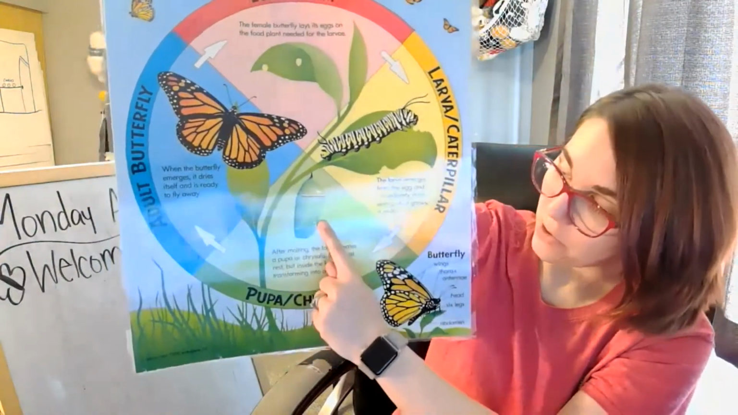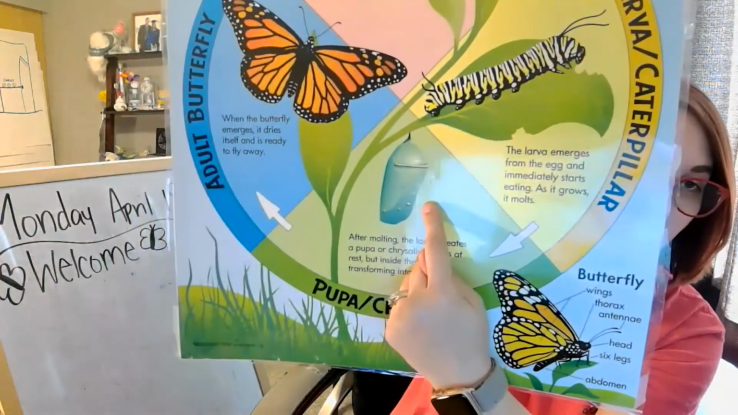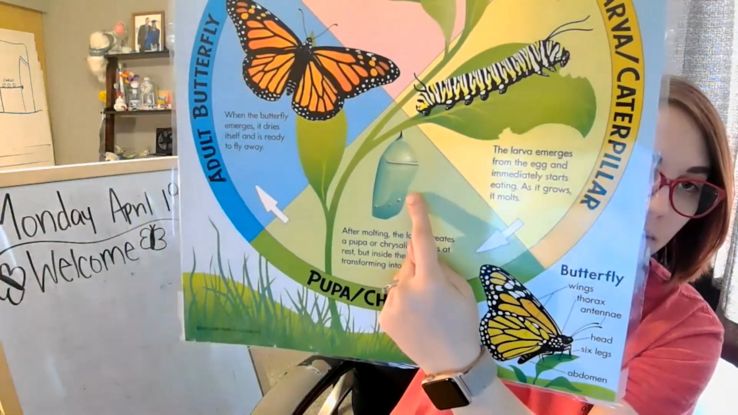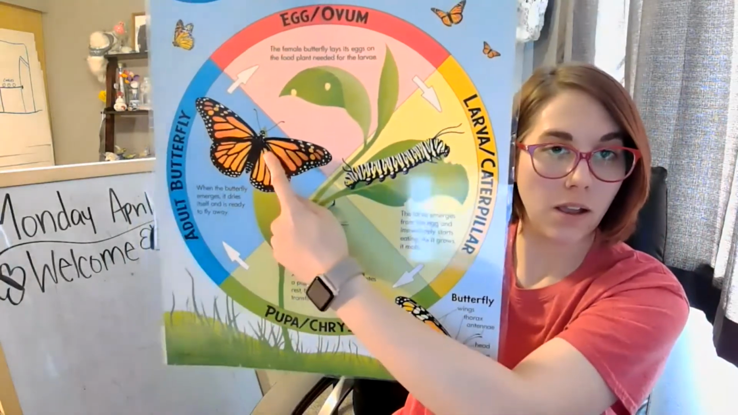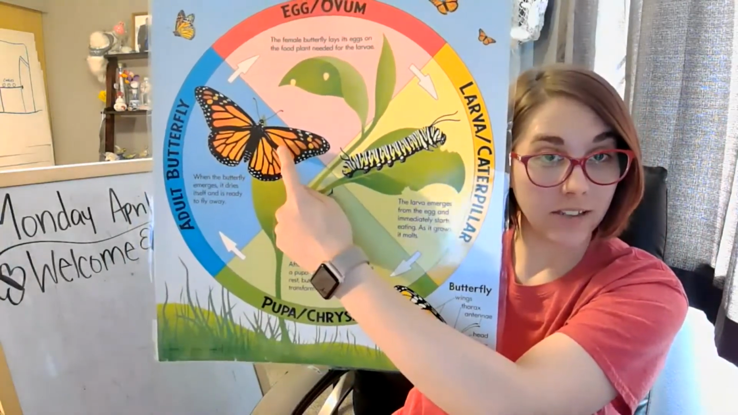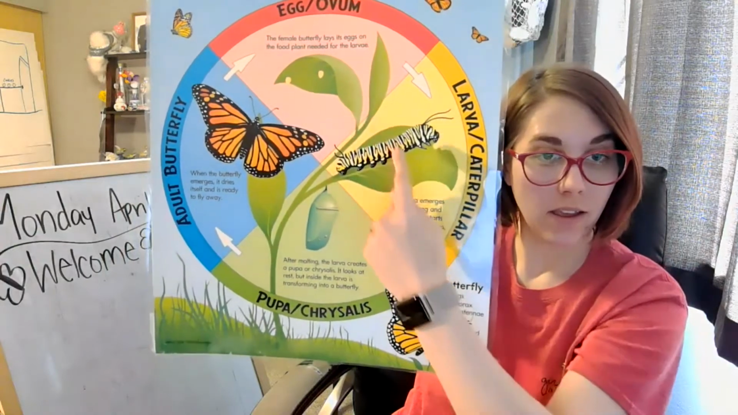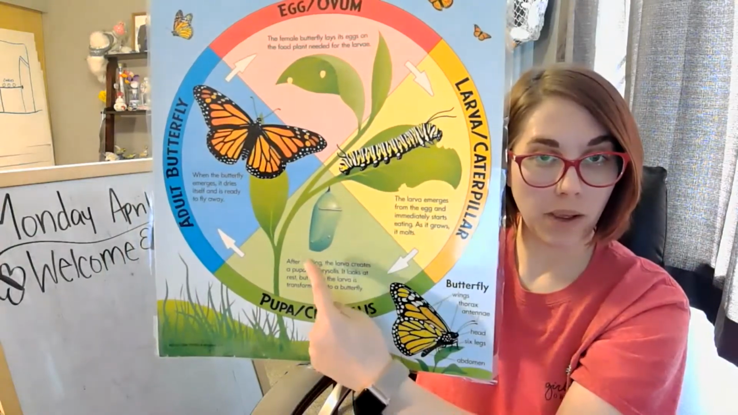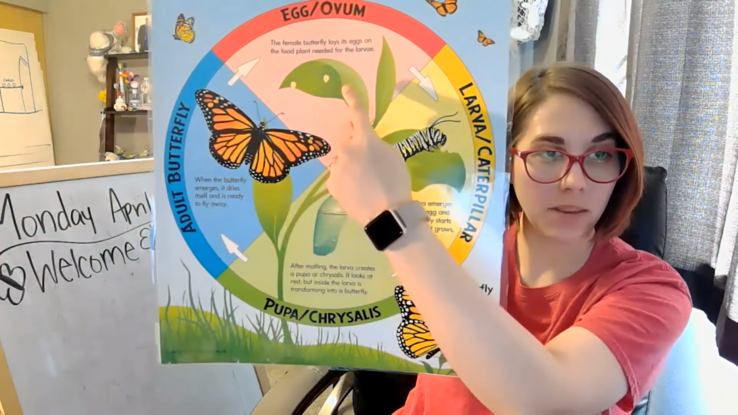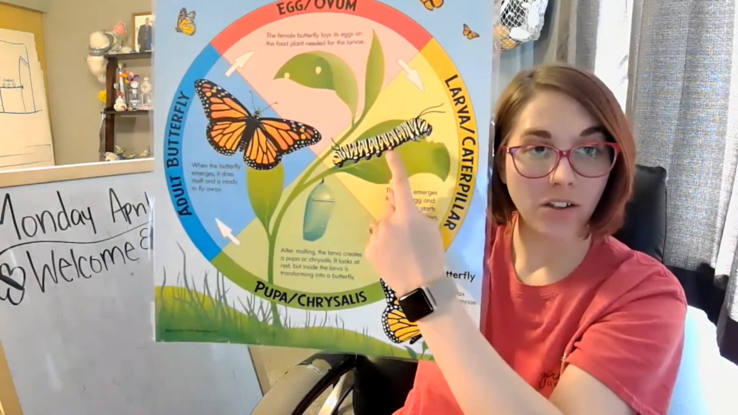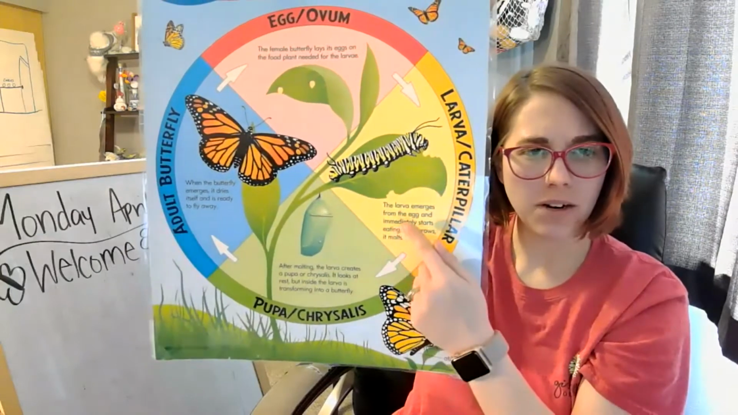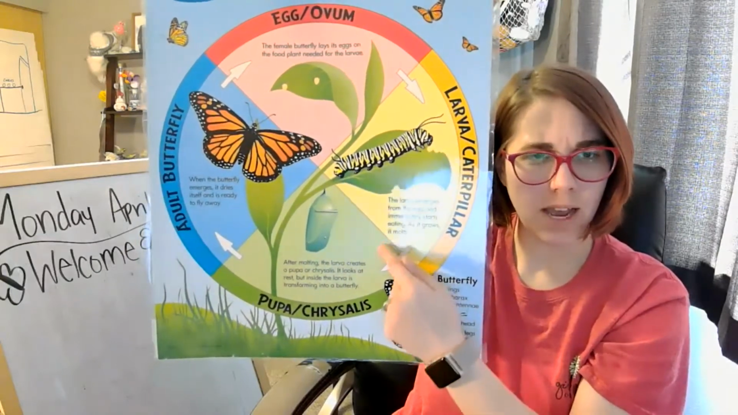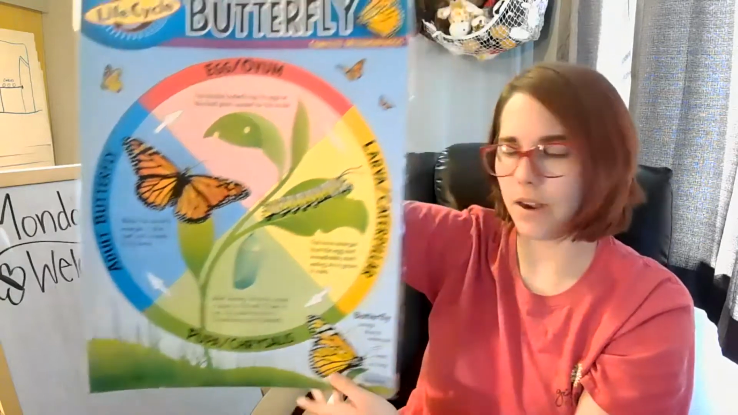And then they're going to turn into a pupa or a chrysalis, which is where they're molting to turn into the butterfly. So it goes egg, larva, pupa, butterfly. Say with me: egg, larva, pupa, butterfly. So we're kind of in the middle right here with our caterpillars. Right here is kind of where we're at.